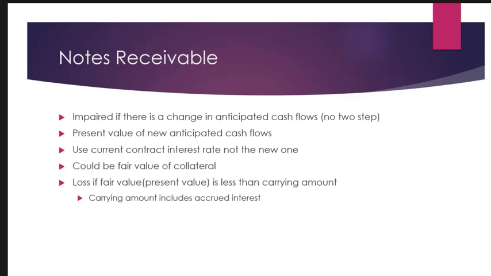So if you show a note receivable for $500,000, you're going to then take the present value of the future cash flows under the new terms, except for the interest rate, which we will still use the old interest rate. And let's say that present value is only $400,000, then you have a loss of $100,000 that you're going to credit to the receivable and debit the loss.